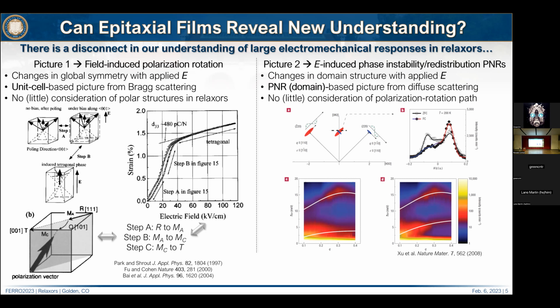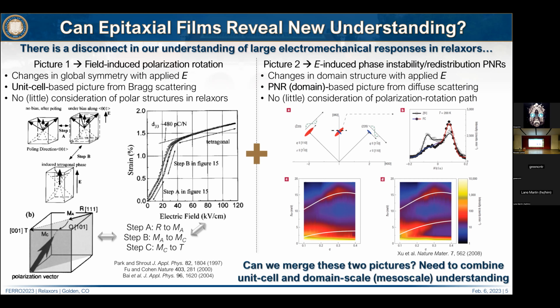What we found, however, was that this was never really done at once in one material, where we drive at the same time and measure both of these sorts of things. It's not that people hadn't looked at these, we just wanted to try to put them together. And we wanted to see if we could use the films to do this sort of thing. So can we merge these two pictures and try to get this combined unit cell and domain scale, or mesoscale, understanding in a single sample at one time? So this is what we've been trying to do.